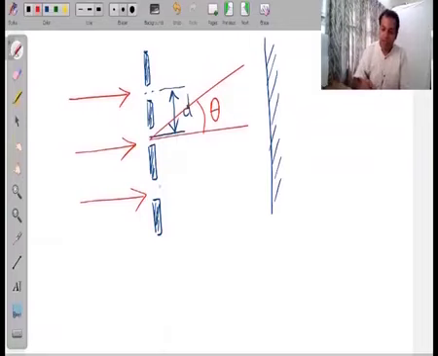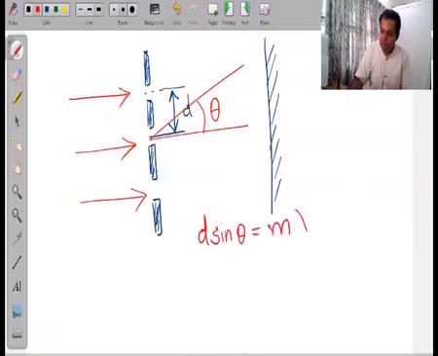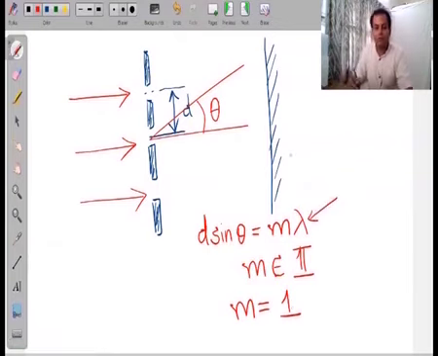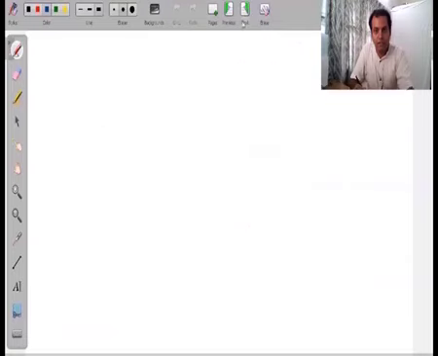And one can do that. The expression for the constructive interference is this, where m is an integer, and here it is given to be first order, so m is equal to 1. With this and knowing the lambda, we can find what is the spacing between the slits, for which I shall go to the next slide.